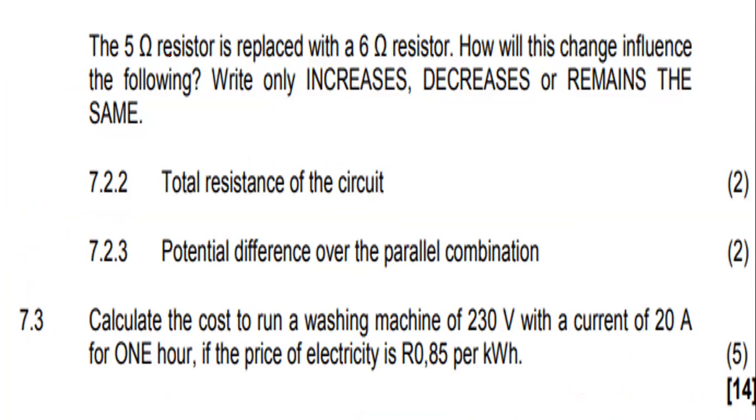The 5 ohm resistor is replaced with a 6 ohm resistor. How will this change influence the following? Write only increases, decreases, or remains the same. So there you've been given an instruction to write down only increases, decreases, or remains the same. It means you can't give us an explanation. How is that going to affect the total resistance of the circuit?